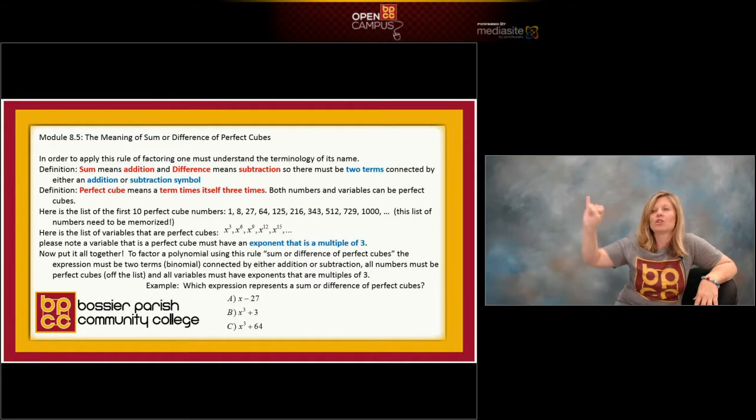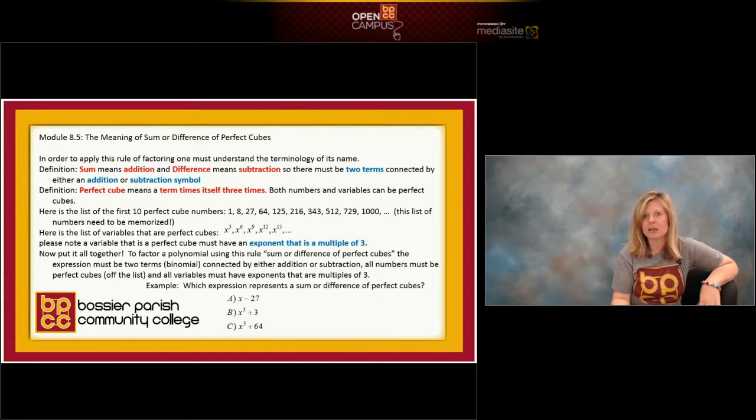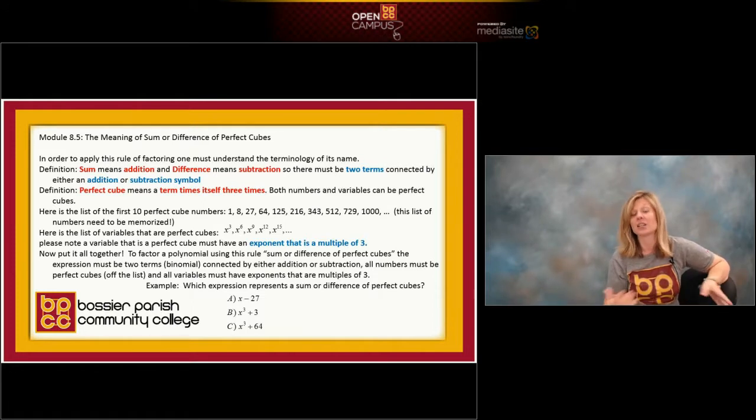One more. What's 4 times 4 times 4? 4 times 4 is 16. 16 times 4 is 64. So 64 is a perfect cube. So in your notes, I have the list of the first 10 perfect cubes. Again, it would make sense to commit this to memory. You should be able to rattle off the perfect cube list. 1, 8, 27, 64, 125, 216, 343, 512, 729, 1,000. And then I have a dot, dot, dot, because that list will never end. But normally in an algebra math class, we limit ourselves to the first 10.